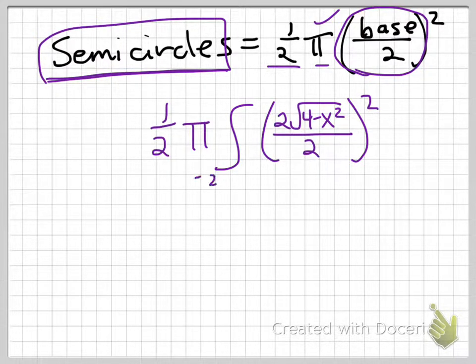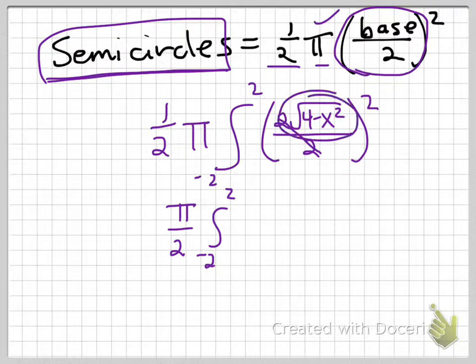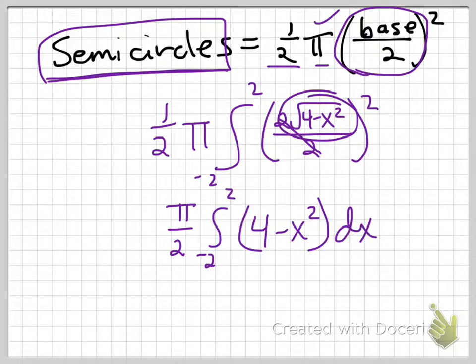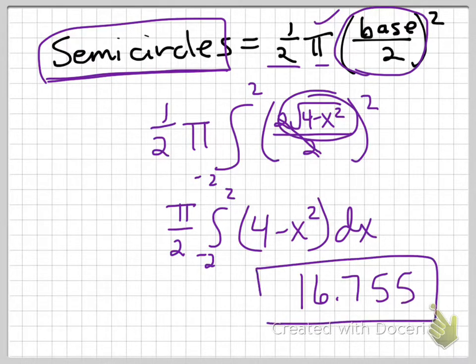So I'm still integrating from negative 2 to 2. So that's pi over 2, integration from negative 2 to 2. Notice that these 2's right here will cancel. So when I square this, it's just 4 minus x squared dx. So you can work this out, and you can leave the pi in it, or you can change it to a decimal. I changed it to a decimal. I used Math 9, and I got 16.755. Remember to round to 3 decimals. Okay, that's how you find the volume of known cross-sections.